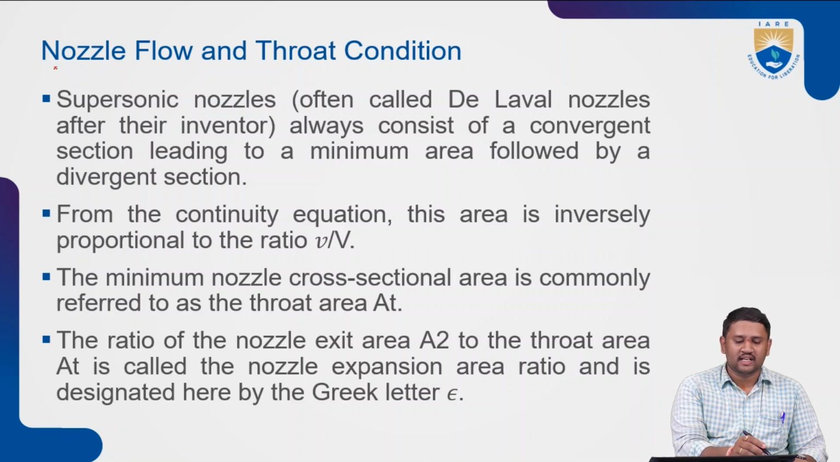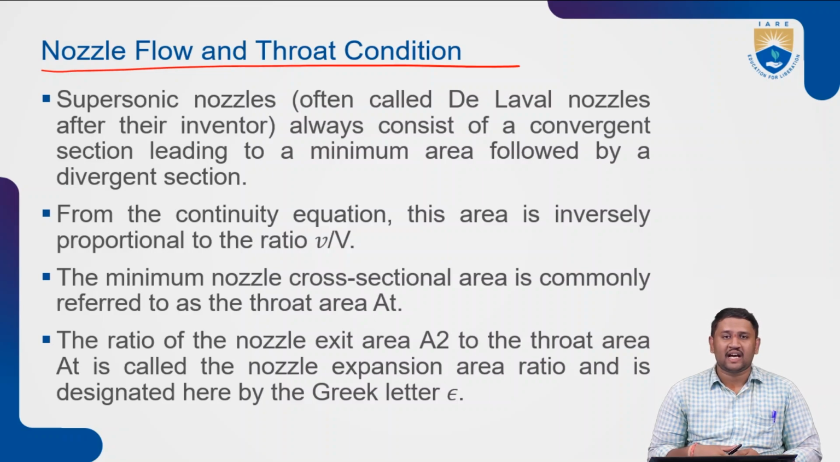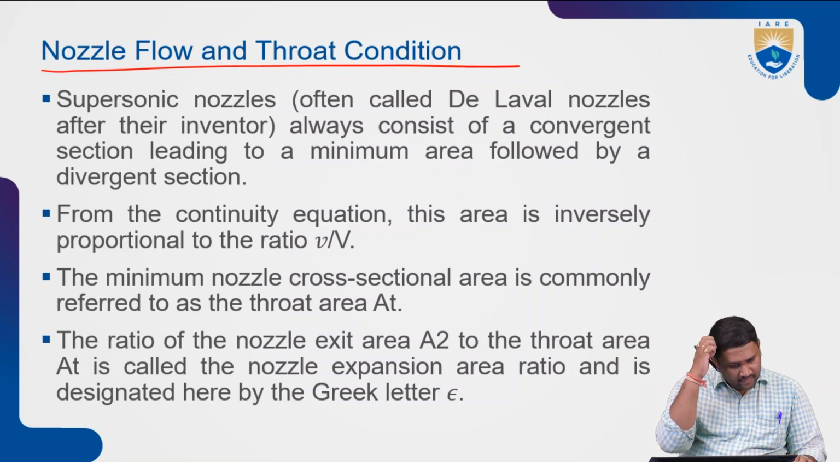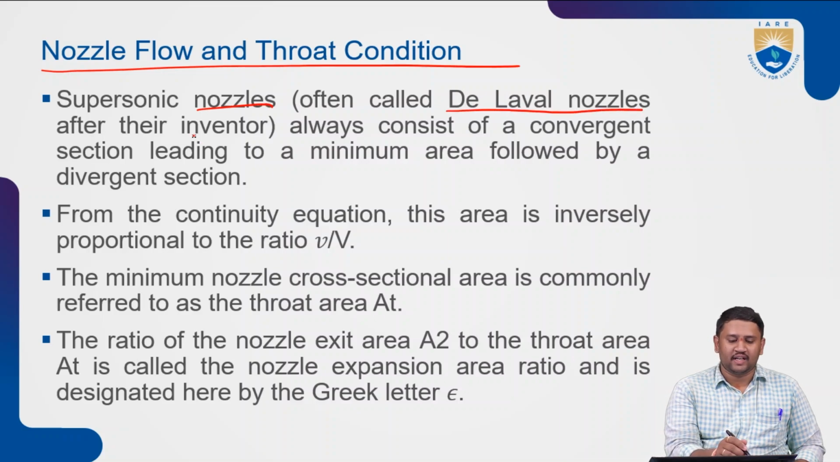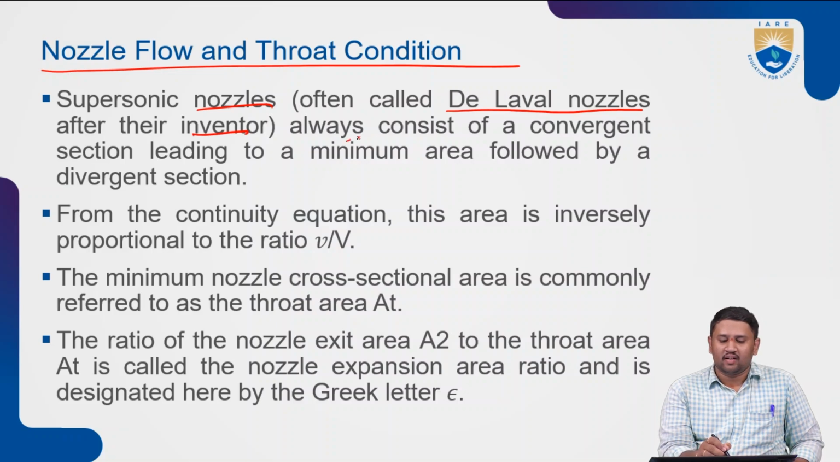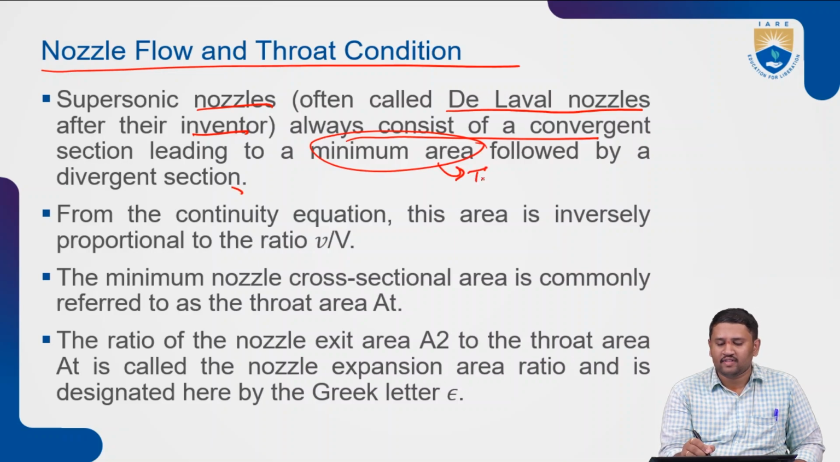Now, let's understand the nozzle flow as well as the throat conditions. As our requirement is to create higher kinetic energy or higher exhaust velocity of the gases, we are considering supersonic nozzles. The supersonic nozzles, which are also called de Laval nozzles, named after their inventor, consist of a convergent section leading to a minimum area followed by a divergent section, and the minimum area we call the throat.